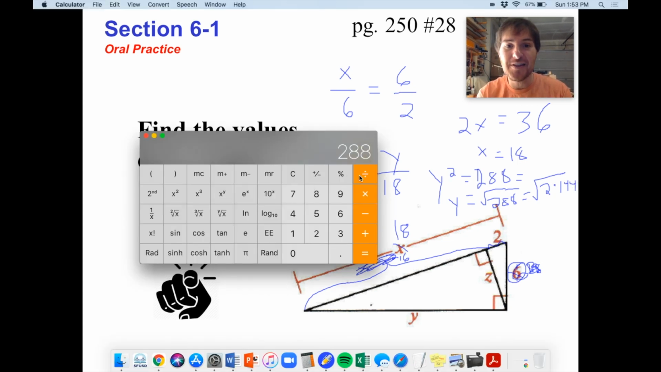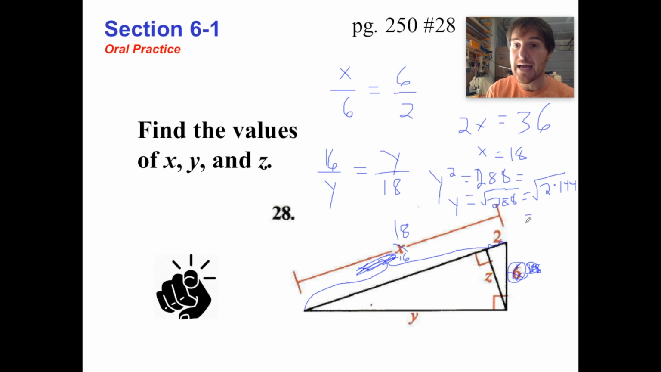So if I do this here, I divide this by 2, okay? Because 288 is the same thing as 2 times 144. And 144 is a perfect square. I take the square root of it, I get 12. So technically, the best answer you can have here is 12 times the square root of 2. That's the most simplified way you can write the length of y, okay? 12 root 2.